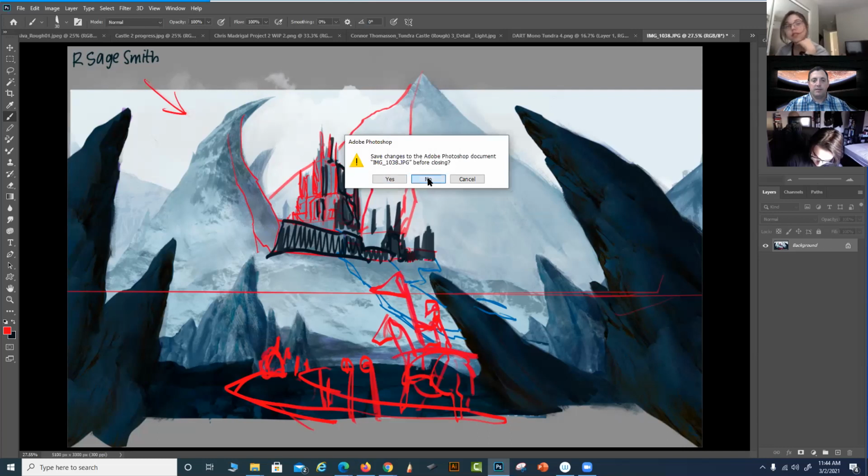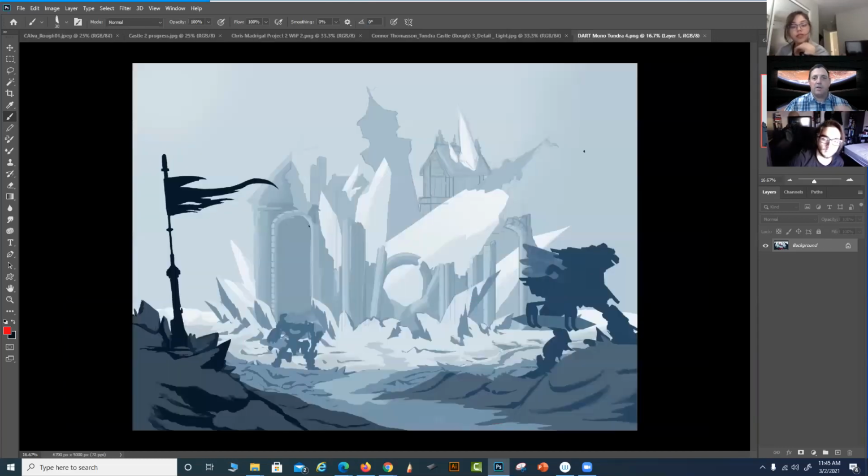All right, let's take a look at what we have next. We have, it just says Dart Monotundra. Whose is this one? Elizabeth. Okay.